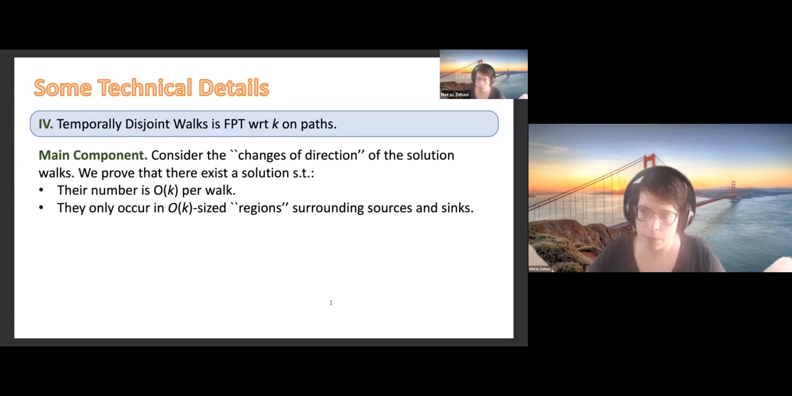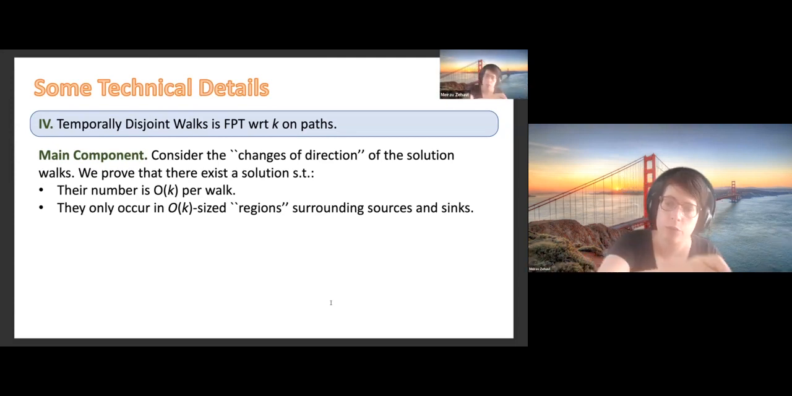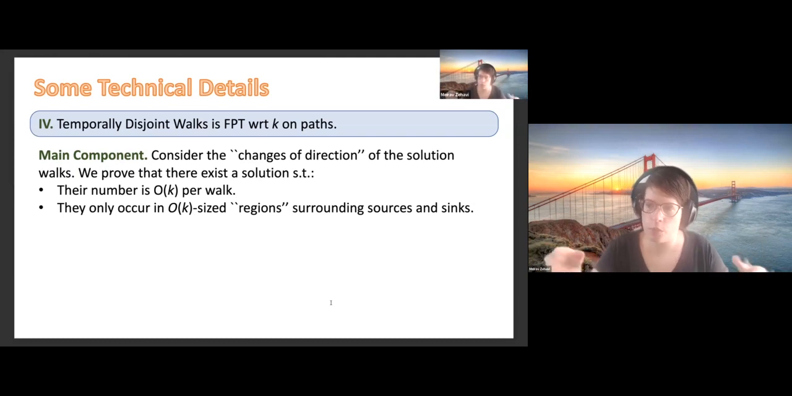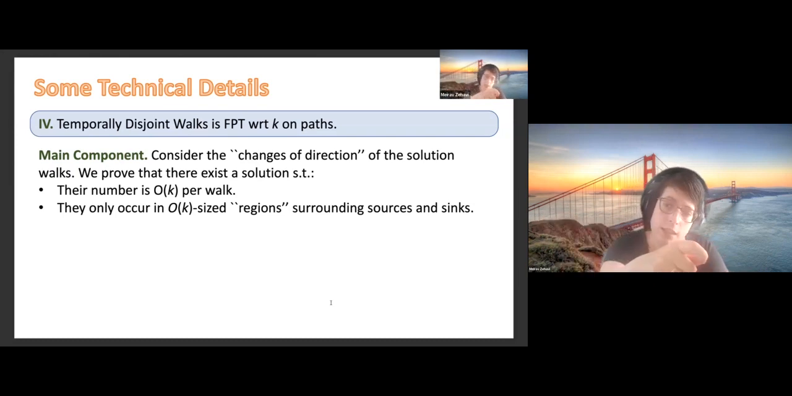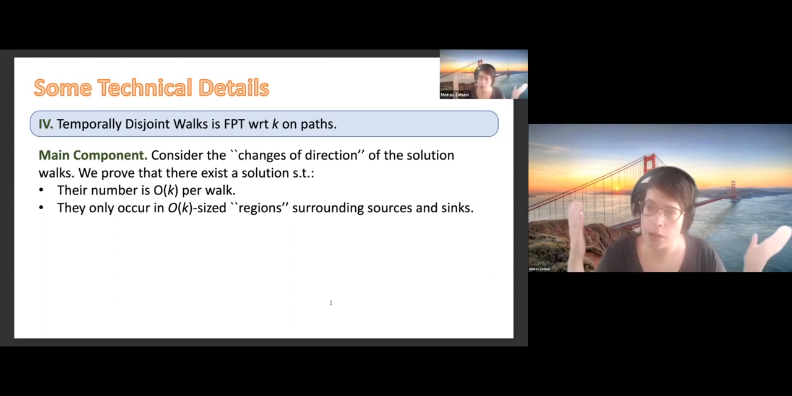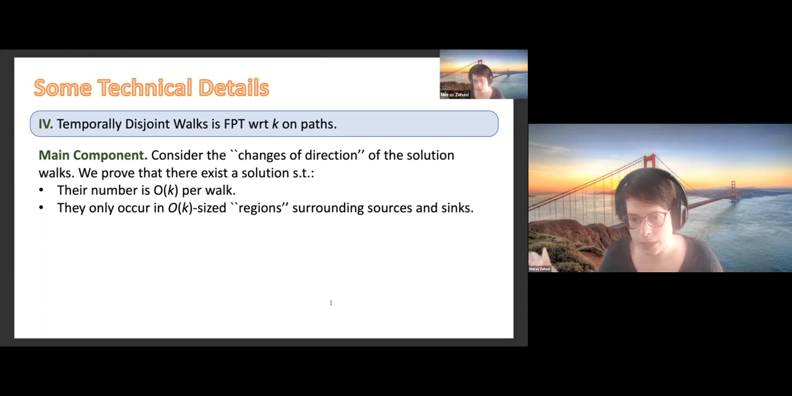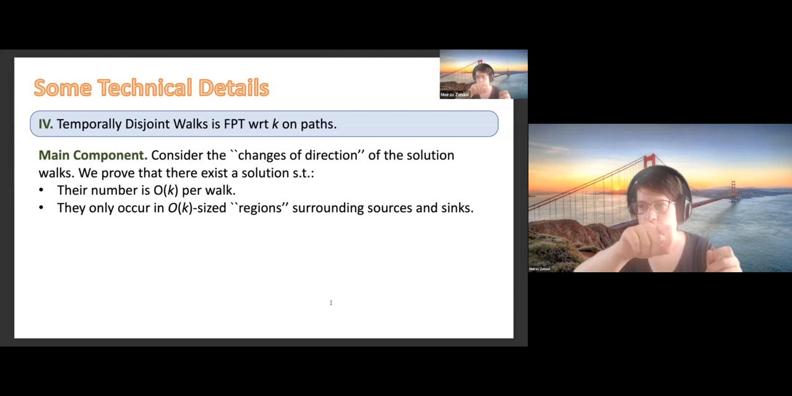It might change directions many times. So what do I mean by change direction? So we go from left to right or right to left. Let's say from left to right. So we go in one direction, and now the walk suddenly decides to turn around and go in the other direction. And then it can turn around again and turn around again and do this many, many times until eventually it reaches t_i.